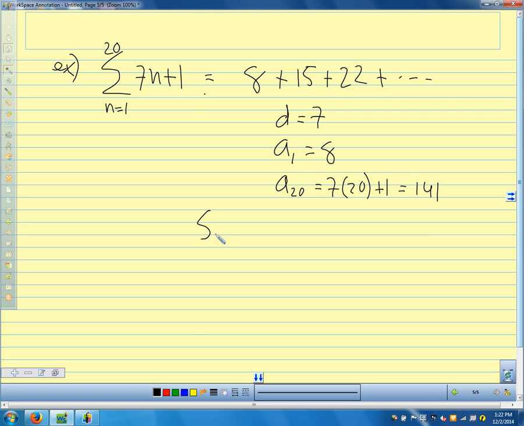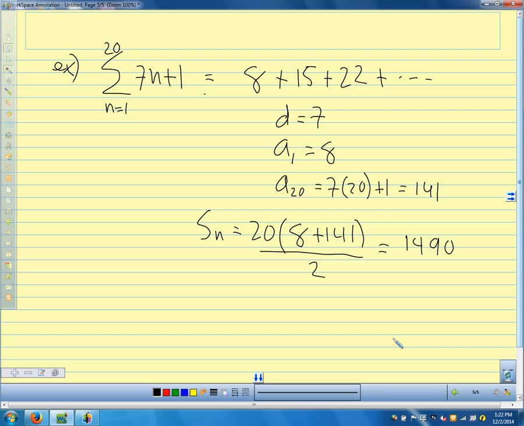So S sub n, our sum, is, how many terms are we adding? From 1 to 20. So n equals 20. 20 times our first term, 8, plus our last term, divided by 2. Plug that in my calculator and I get 1490. The 20 comes from the fact that I'm adding together 20 terms. First term, last term, the number of terms divided by 2.